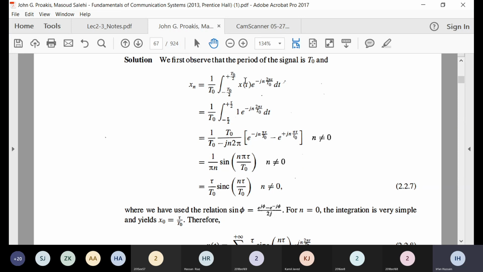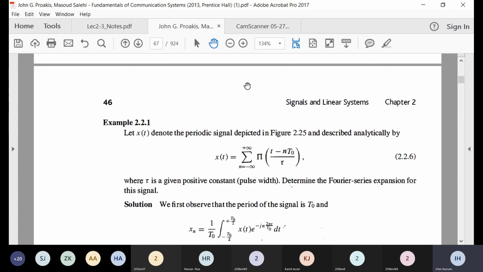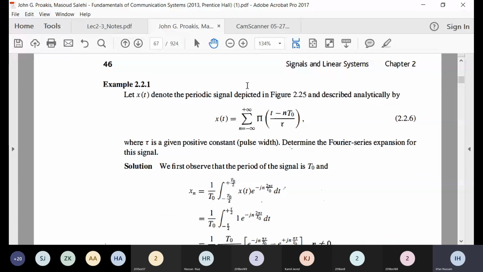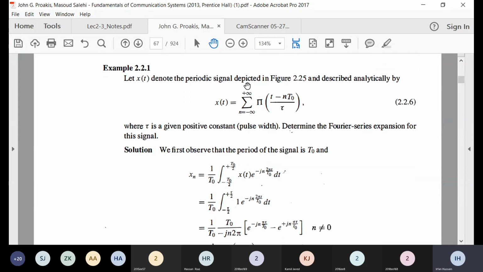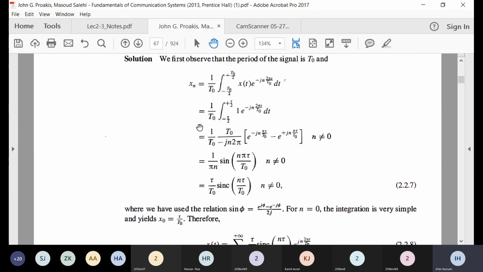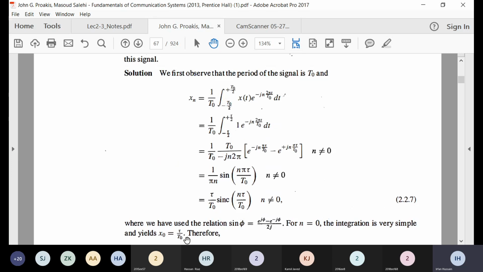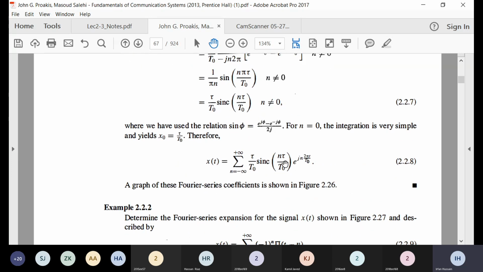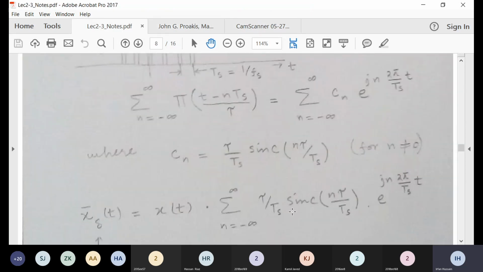Because for x0, this will be 0. The area under the curve, we will see, will be tau, because the height is 1. Height is 1, width is tau, so total area under the curve will be tau. Tau divided by t naught, this will be just tau over t naught. So this is a very valid representation which you can write here as the teacher has written here.